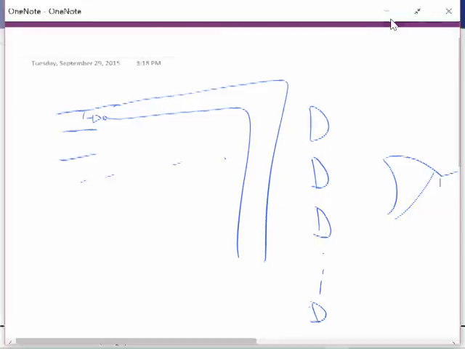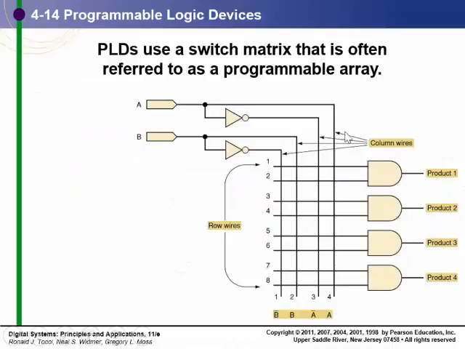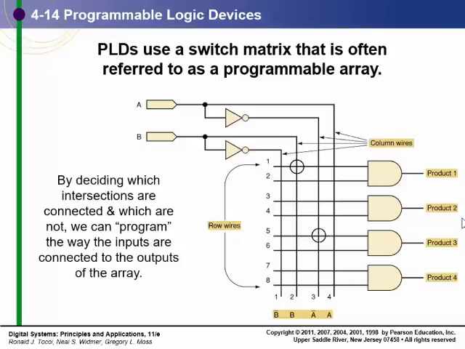So as we look at this, this is a basic PLD, and it has nothing but AND gates and OR gates in it, along with a couple inverters. So by deciding which intersections are connected, we can, quote, program this to have any type of output we want. So this is a PLD.